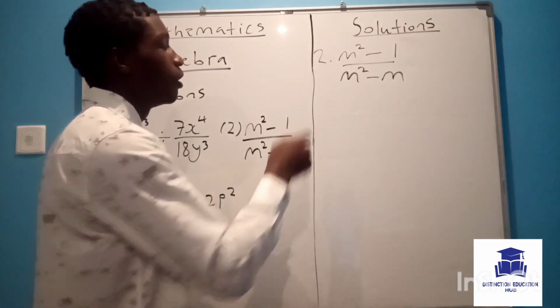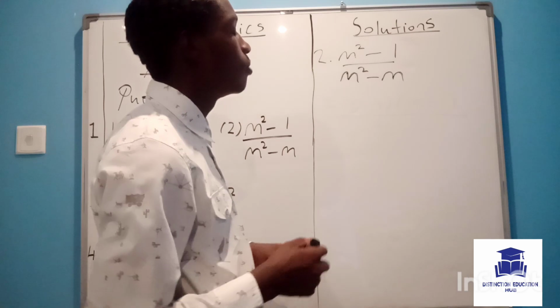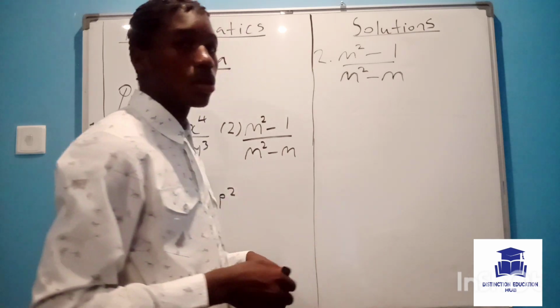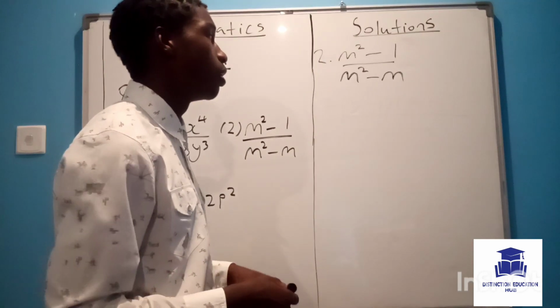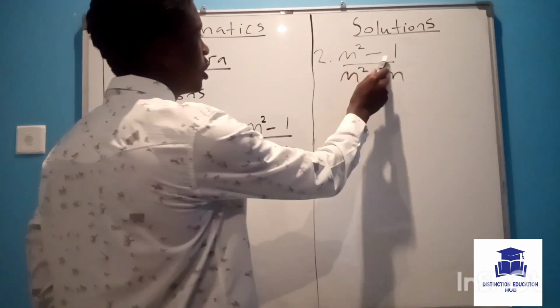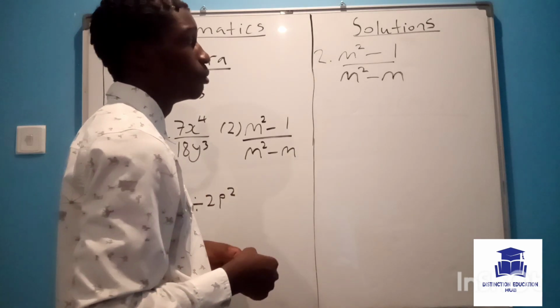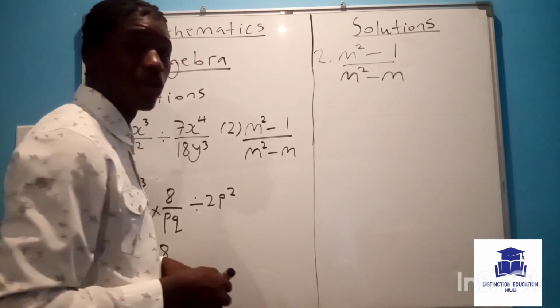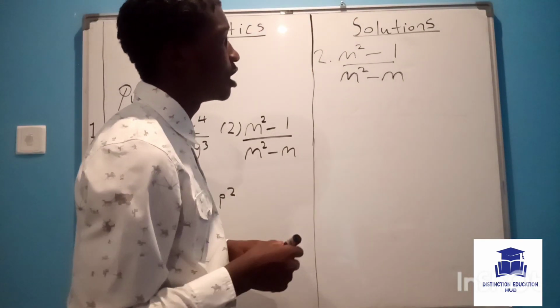Number 2, we have m squared minus 1 over m squared minus m. Remember, in our previous lesson, we learned about difference of two squares. But when you look at your expression here, only one variable has a square. In mathematics, you have to be sharp. You have to open your mind and think outside the box.